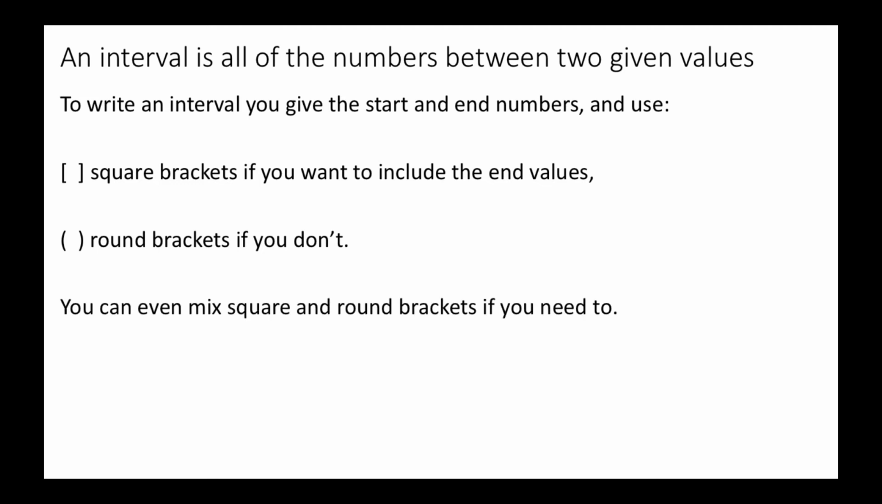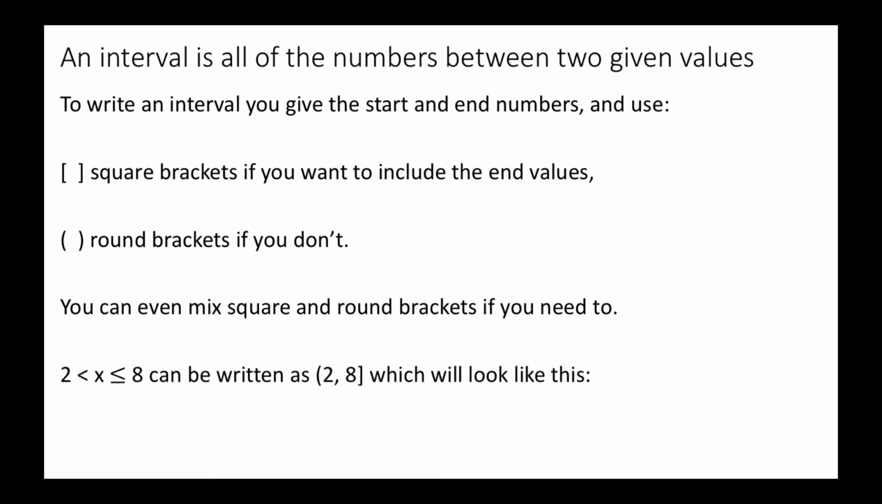I'll show you an example. You can even mix square and round brackets if you need to, so it's just a different way of writing it. Here we've written 2 is less than x, which is less than or equal to 8, but it can be written as 2, 8, with a round bracket around the 2 because it's not an equal to sign, and a square bracket around the 8 because it is an equal to sign. On a number line it would look like this. You've circled 2 and you've circled 8. 8 has been coloured in and 2 hasn't, and the line has been added.